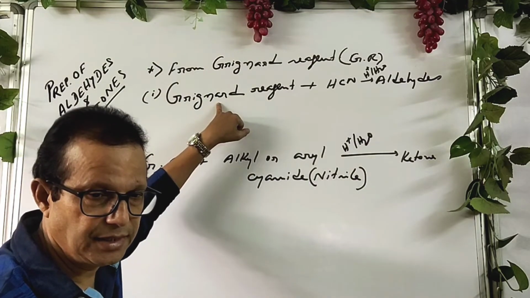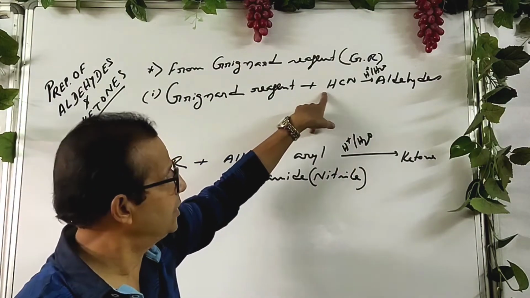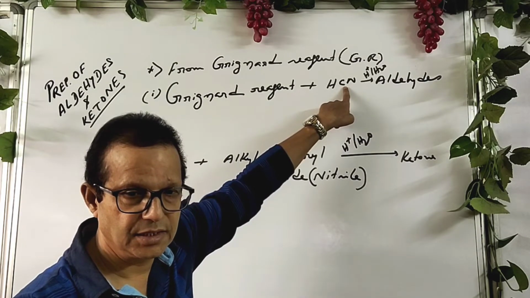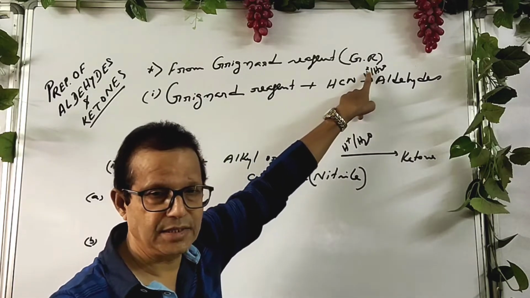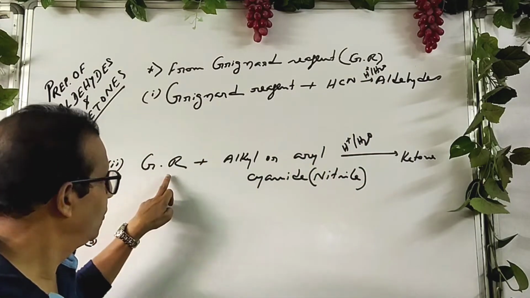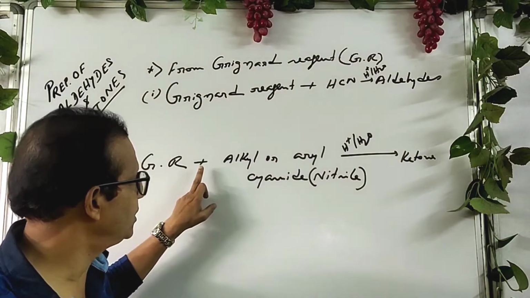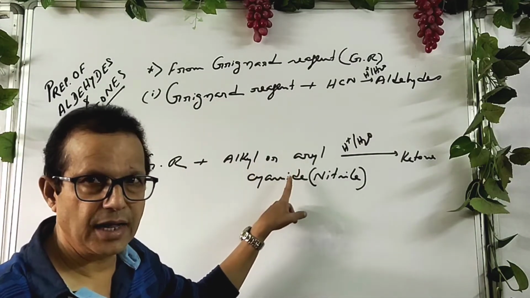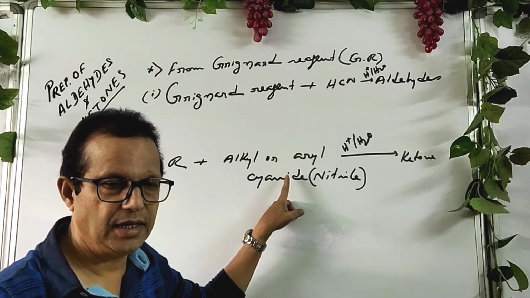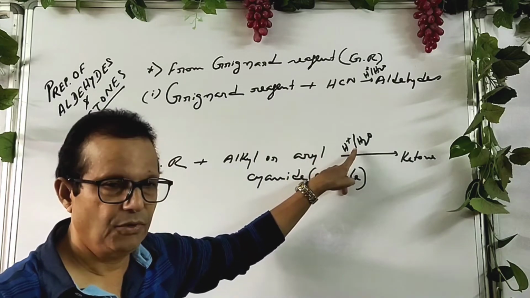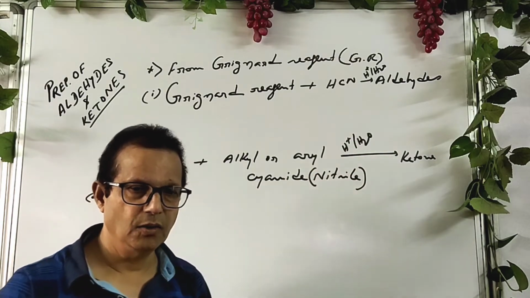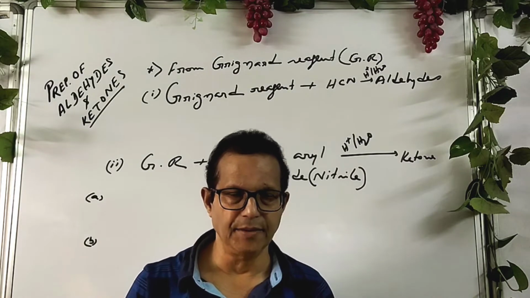When Grignard reagent reacts with hydrogen cyanide or hydrocyanic acid followed by acid hydrolysis, we get aldehydes. When Grignard reagent reacts with any alkyl or aryl cyanide followed by acid hydrolysis, it gives ketone. Now understand the technique behind the reaction.